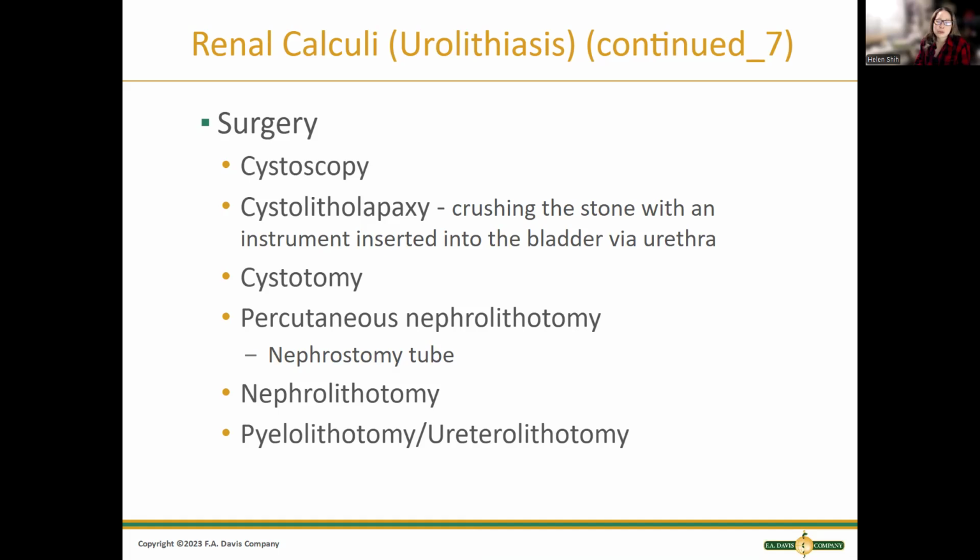including doing surgery, such as cystoscopy, in which we insert a scope into the bladder. We can also do cystolitholapaxy, in which we crush the stone with an instrument inserted into the bladder via the urethra. A lot of times, cystoscopy and cystolitholapaxy happen at the same time. Then we could do cystotomy, in which we cut into the bladder in order to remove a pretty large stone.